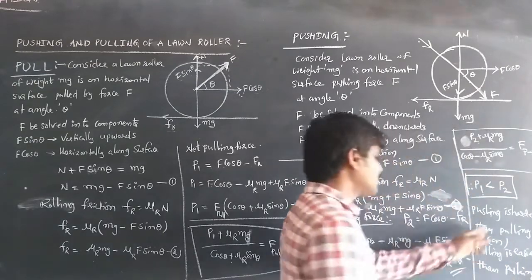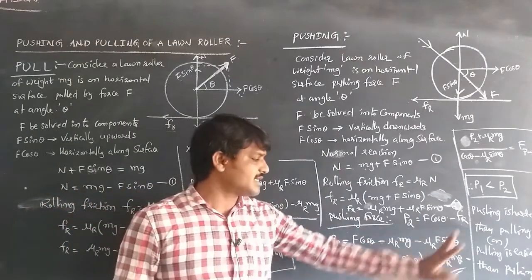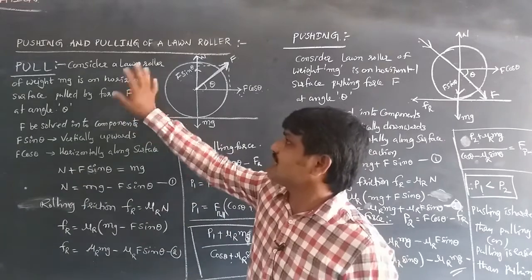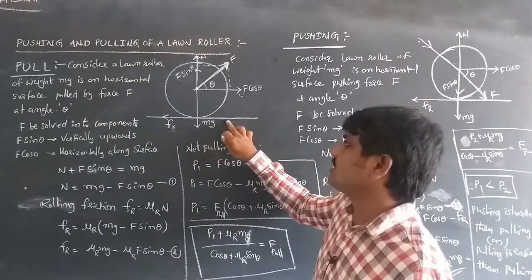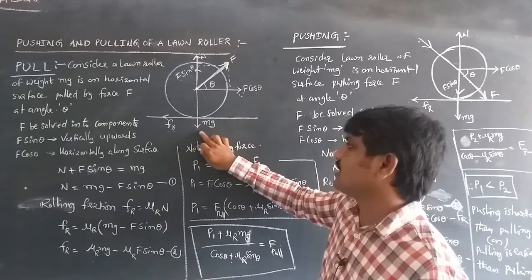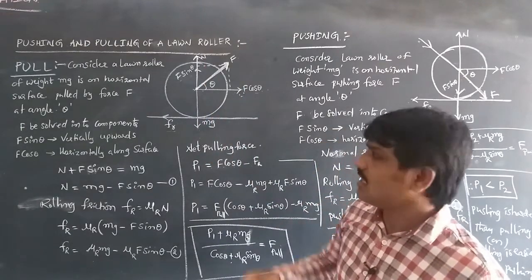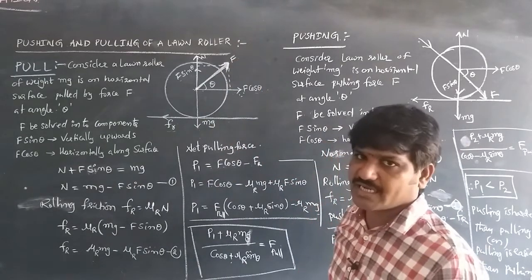We can conclude with the two statements, that is pushing is harder than pulling, or also pulling is easier than pushing. Once again, here the pushing and pulling of the lawn roller. When the lawn roller is placed on the horizontal surface, the weight is acting vertically downwards and a normal reaction is acting vertically upwards. In the case of pulling, the force is acting in this direction, the resultant force acting in this direction.